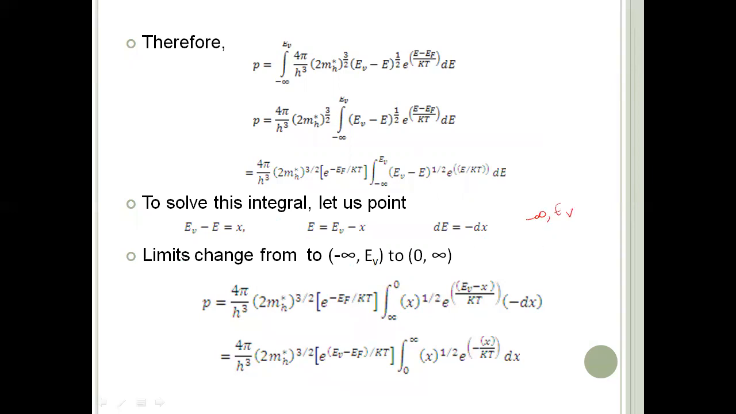The limits minus infinity and Ev can be placed in the expression Ev − E, so Ev − E gives Ev minus minus infinity, and Ev − Ev. So the final expression will be minus of minus, plus. So this will be infinity to 0. The lower limit will be infinity, and the upper limit will be 0. So substituting them, you'll get an expression in the form of gamma functions. This negative can be removed by interchanging the limits from infinity to 0 to 0 to infinity.